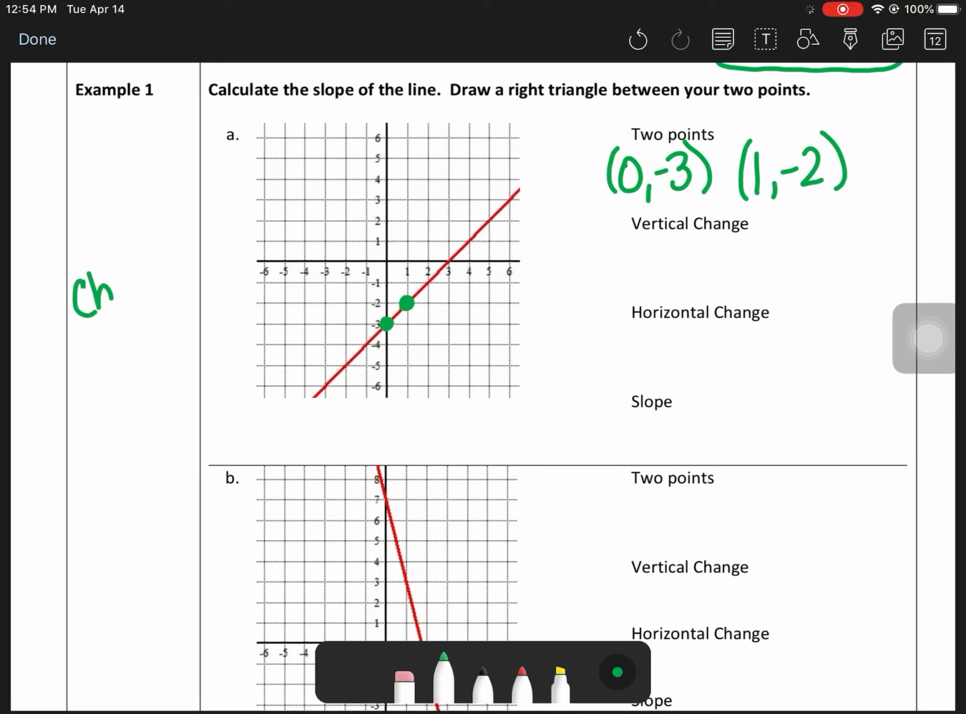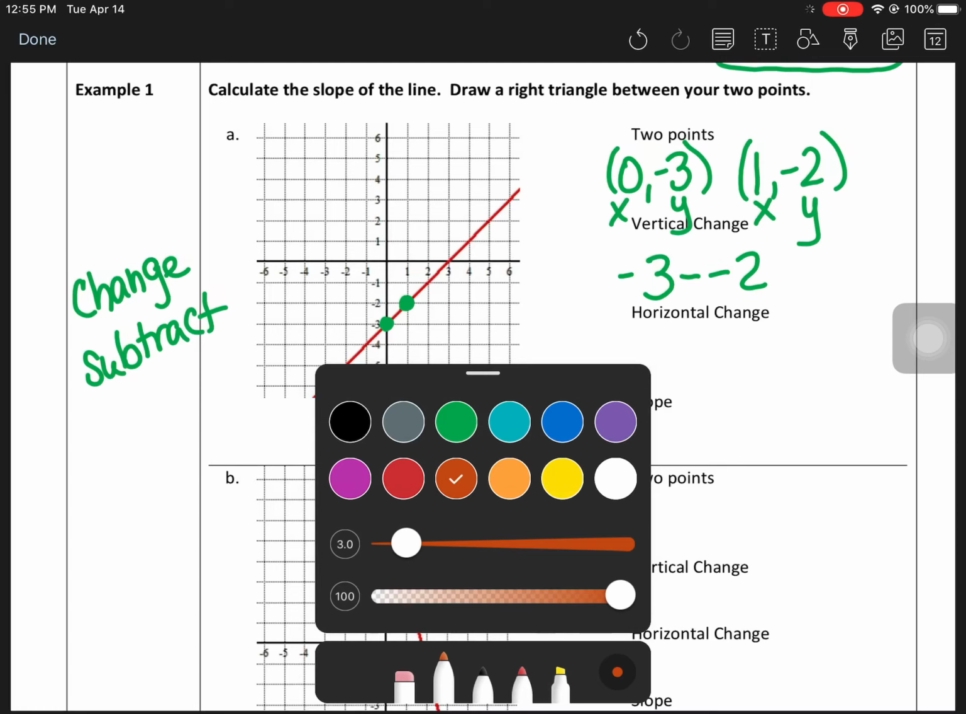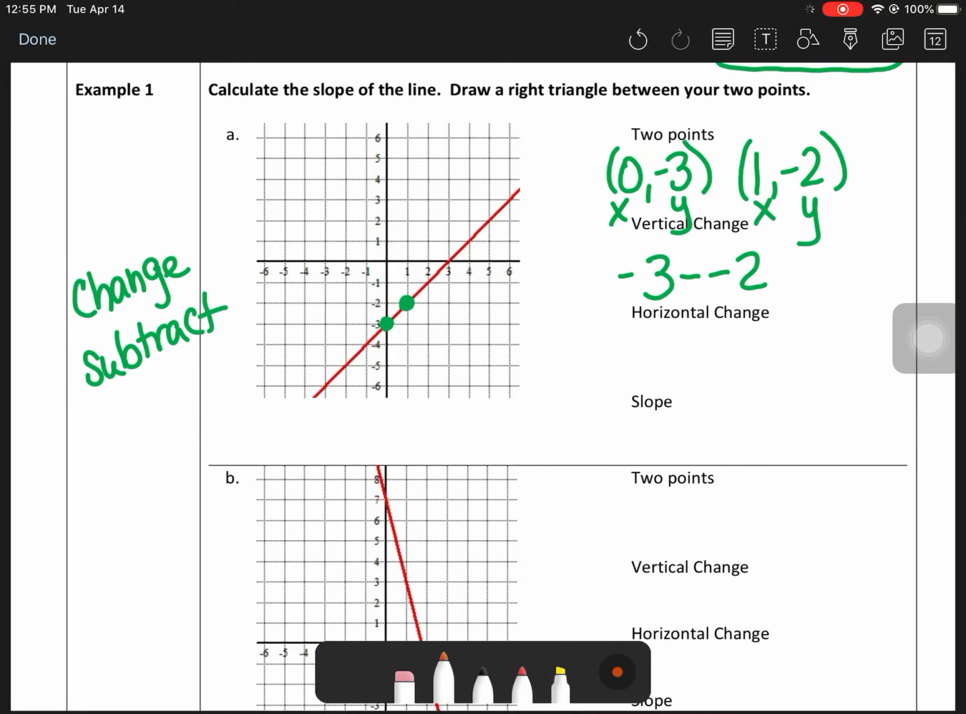Change means to subtract them. So the first thing I'm going to do is I'm going to label my points as x, y and x, y. Vertical is my Y change, so I'm going to subtract my Y points: -3 minus -2. Remember, when we're doing minus a negative, that changes it to a plus.